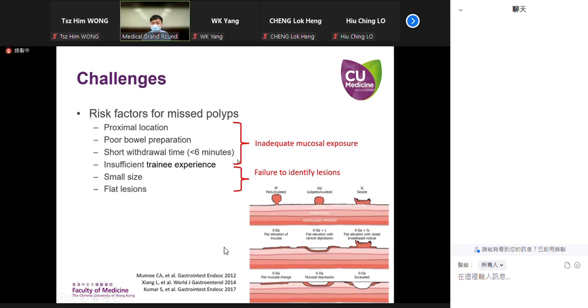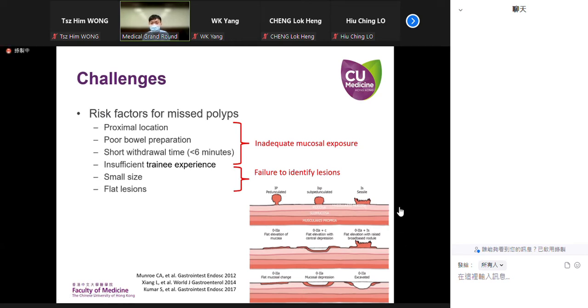The international standard recommended withdrawal time would be at least 6 minutes because this could enable us to see every bit of the mucosa slowly. And of course, the polyp itself also matters. It's very understandable that small polyps are more prone to be missed. And also, not every polyp will stick out like these polyps. Some of them are what we call flat lesions, and it's very easy to be missed during endoscopy.